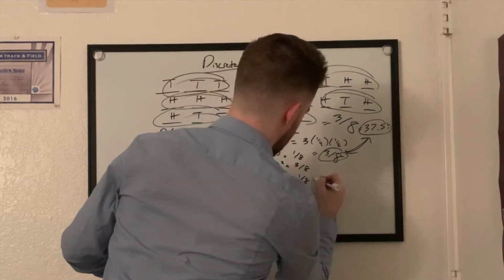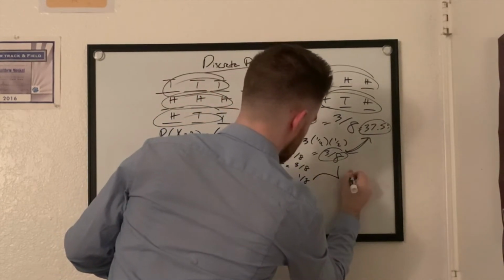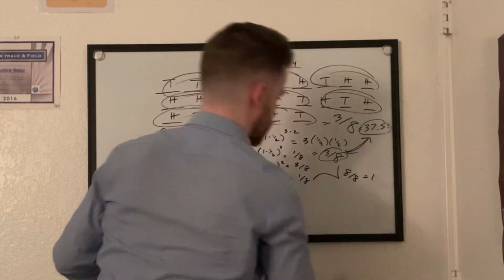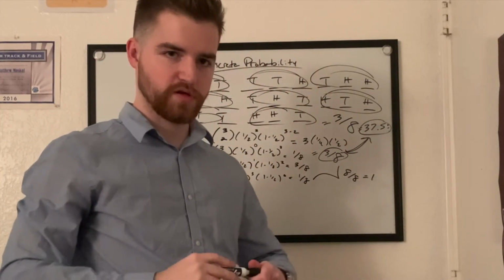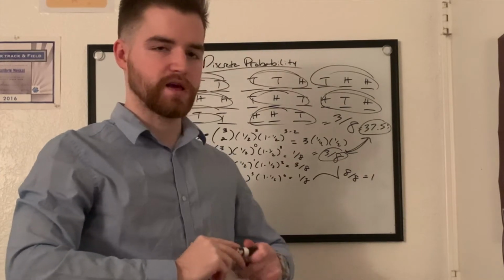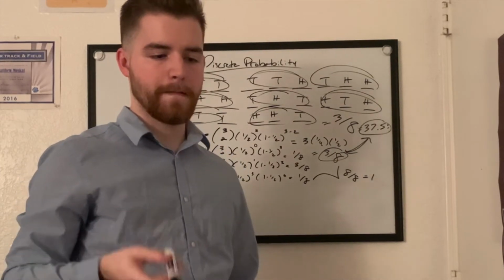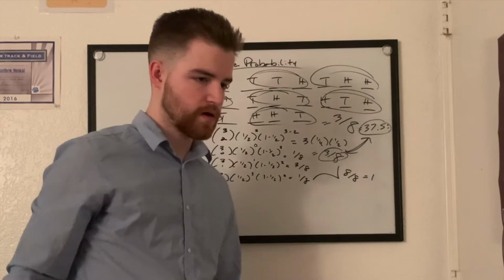So in all, we get 8 out of 8 equals 100%, which means it's valid. That shows us that our math is correct. And as I told you in the last video, all your probabilities must add to 1.